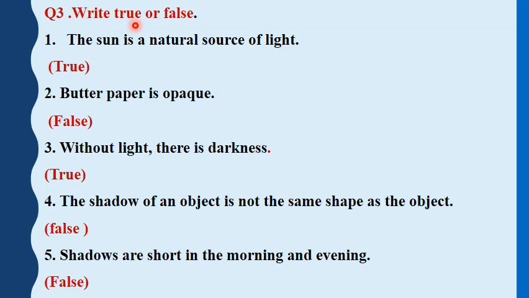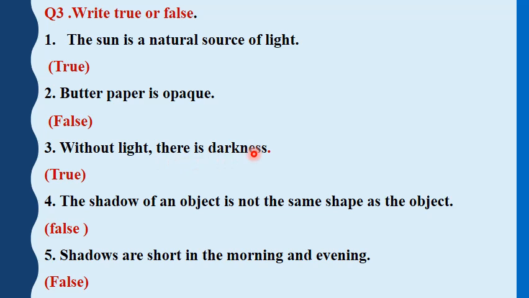Now question 3 is write true or false. Number 1, the sun is a natural source of light. Yes, it is correct, because sun is a natural source of light. So the main source of light on earth is the sun, and sun is a natural source of light. So answer is true. Number 2, butter paper is opaque. Opaque are those objects that do not allow any light to pass through them. Okay, but butter paper allows some light to pass through it. So butter paper is translucent, it is not opaque. So this statement is false.